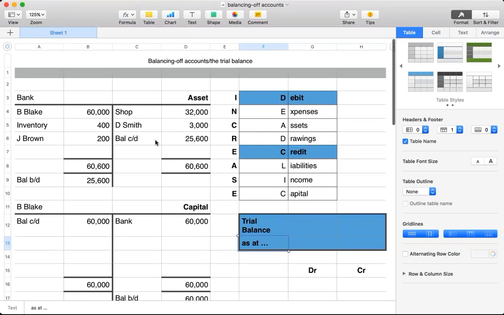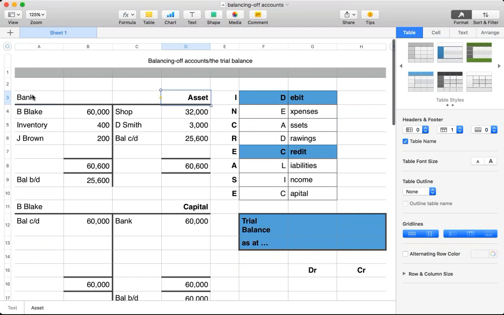So the first account we've got is an asset account. As I said, all these T accounts are balance sheet accounts. There are no profit and loss accounts here; profit and loss accounts we'll move on to next time. So the first account we've got is the bank account.